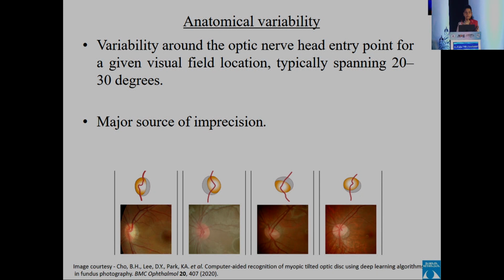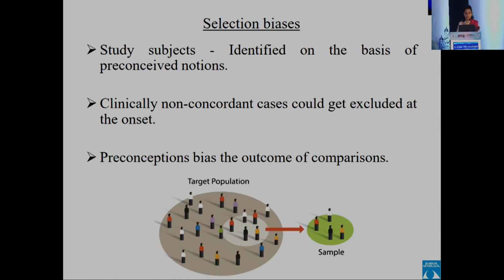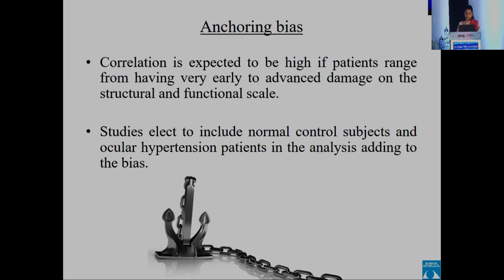Also, as every human being is unique, every optic nerve inserts in a unique way. So there is anatomical variability, which is a major source of imprecision. Selection bias: when we decide to study structure function, we are going to select patients with glaucoma whom we understand have a structural damage or functional damage. Sometimes in studies, even patients with ocular hypertension are included. But before we even understand the concept, there are some cases which are not selected in the study because they do not fit the criteria. So there is selection bias, which will bias the outcome of comparisons.